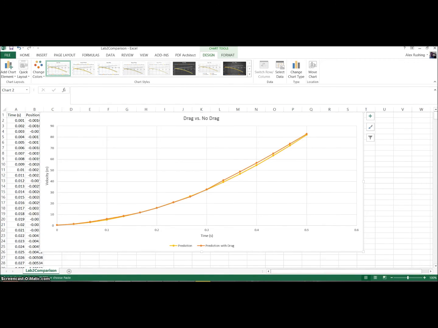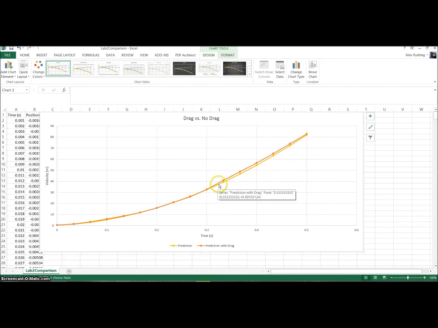Understanding what terminal velocity is, we can go on to make the statement that terminal velocity can only be found with the drag force, because after all, it is when the drag force equals the weight force. So comparing our two models, we see that the prediction with drag is the one that can predict the terminal velocity, whereas the prediction without the drag cannot.